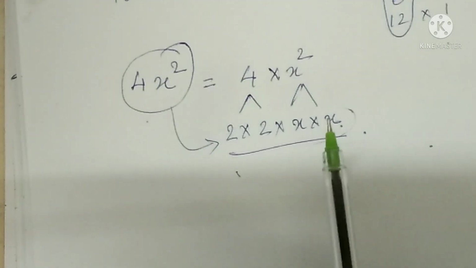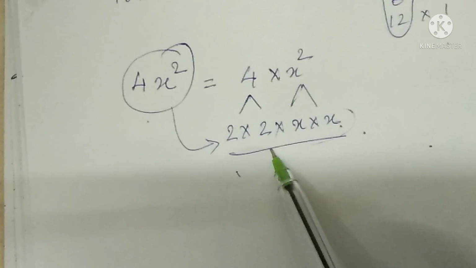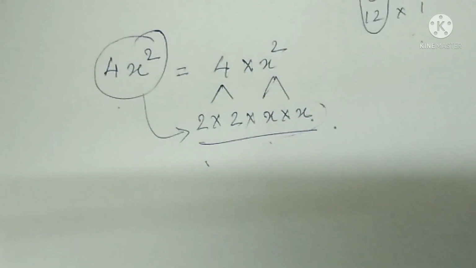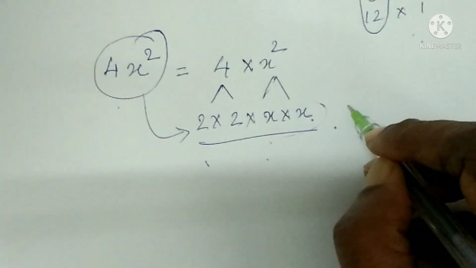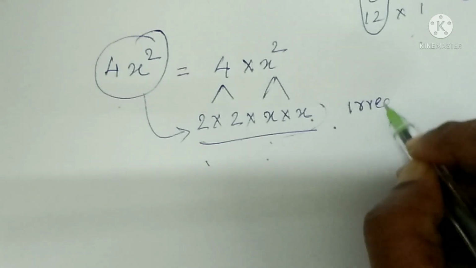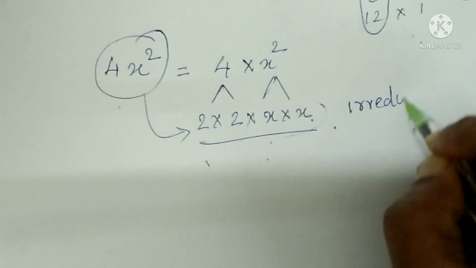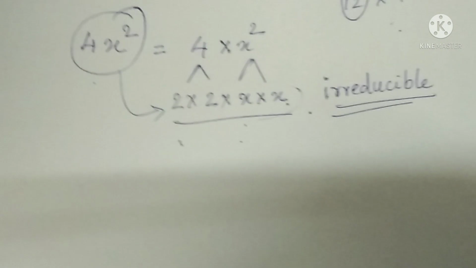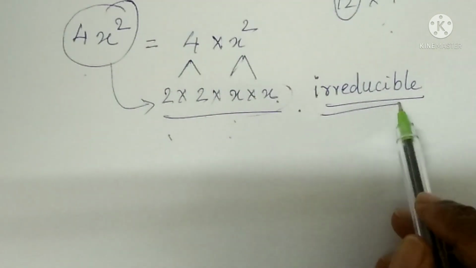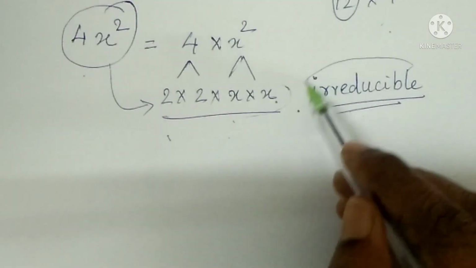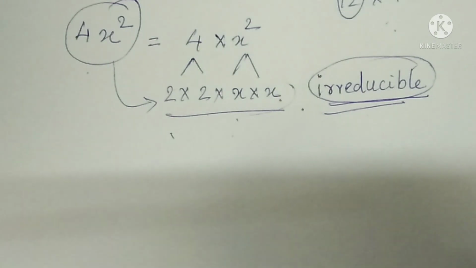Now, see, in numbers, when you factorize like this, we say prime factorization, whereas in algebra, when you reduce them into factors which cannot be further factorized, then it is called irreducible. Irreducible means you cannot reduce it anymore. So, such factors are called irreducible factors. Instead of saying prime factors, in algebra we use the word irreducible factors.